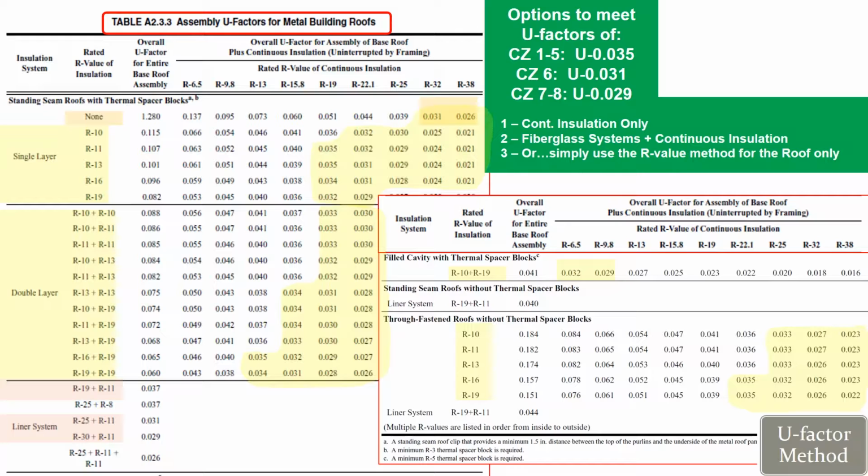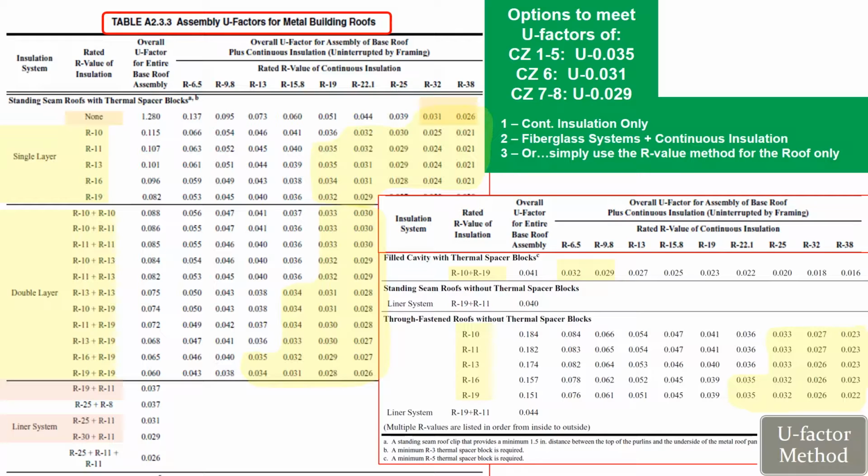So in essence, you have these options here depending on what system you have, whether it's brand new construction or retrofit applications, whether it's standing seam roof or a through fasten roof. Now you'll notice for the same system, the R19 for a through fasten roof without thermal spacer blocks, of course, for the R22.1, you have a U factor of 0.035, which is a lot higher than the 0.029. So that would not work if you're trying to meet climate zone 7. So you would need to up the ante around an R30 to R32.